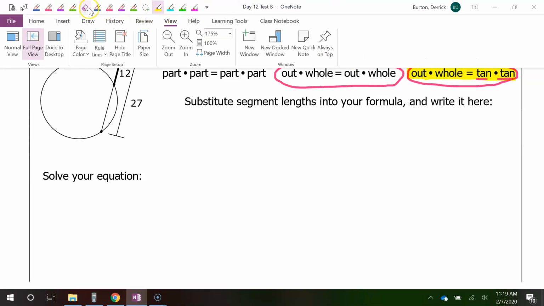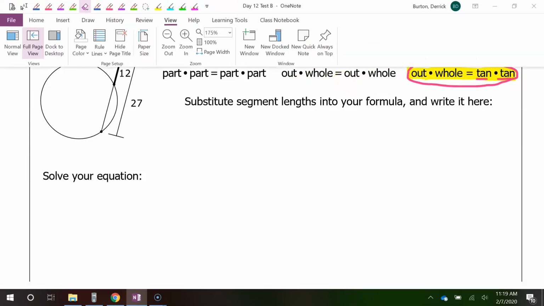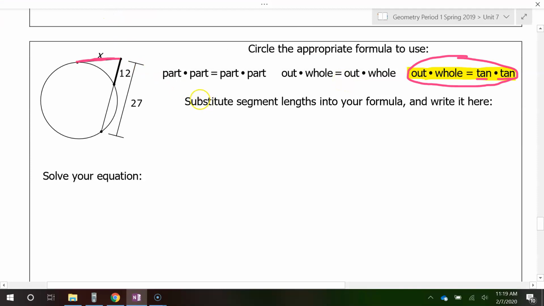So if you had to circle just one of these, then this is the one to circle, because this one is especially for this special case where you have a tangent segment, and this shows that the tangent segment is the outside and the whole. But if you use the middle one, it's really the same thing. Anyway, so let's go ahead and set it up. We're definitely not doing that one. So the outside part times the whole.